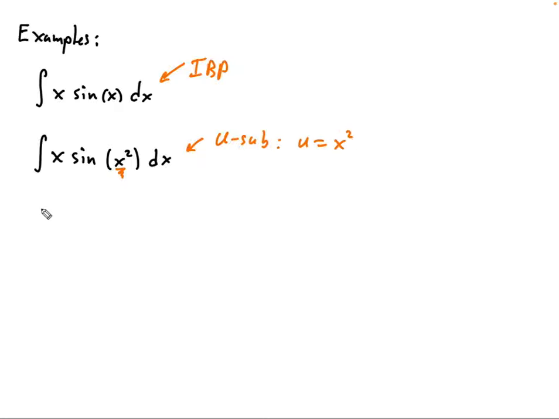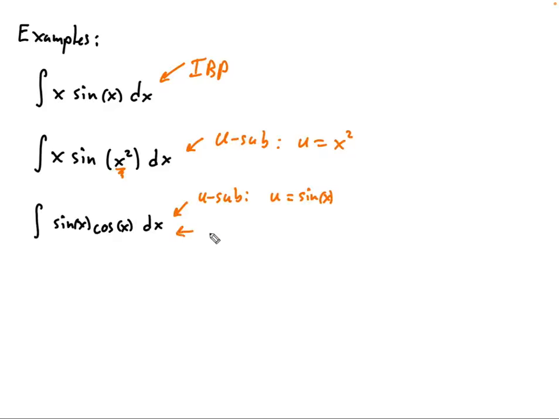Here's another example. If we have the integral of sine of x times cosine of x, there are actually a couple different ways that we could solve this integral. One method would be using u substitution, and we could choose u to be either sine or cosine. That's one method. Another method would be to use a trig simplification.